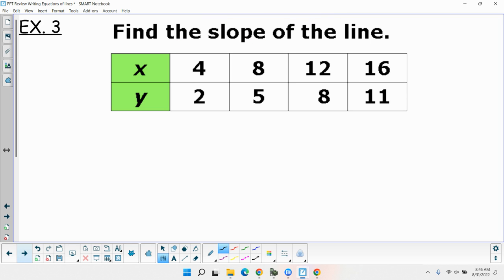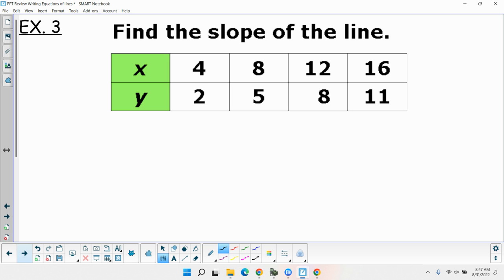So how do I find the slope of the line that goes through those 4 points? Anybody have an idea for me? Nobody wants to give me an idea? That's just an XY table horizontally, right? Rosalie? Could you do points 4 and 2 with points 12 and 8? Yeah, you can pick any 2 points you want, yeah.